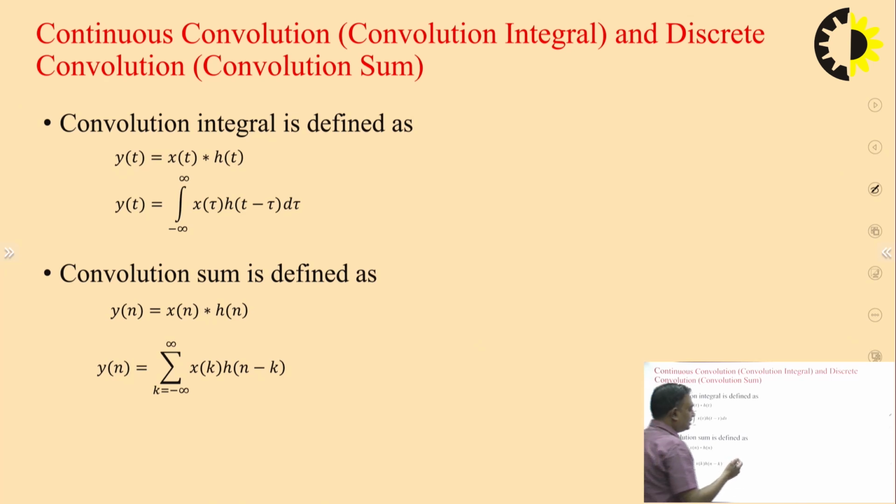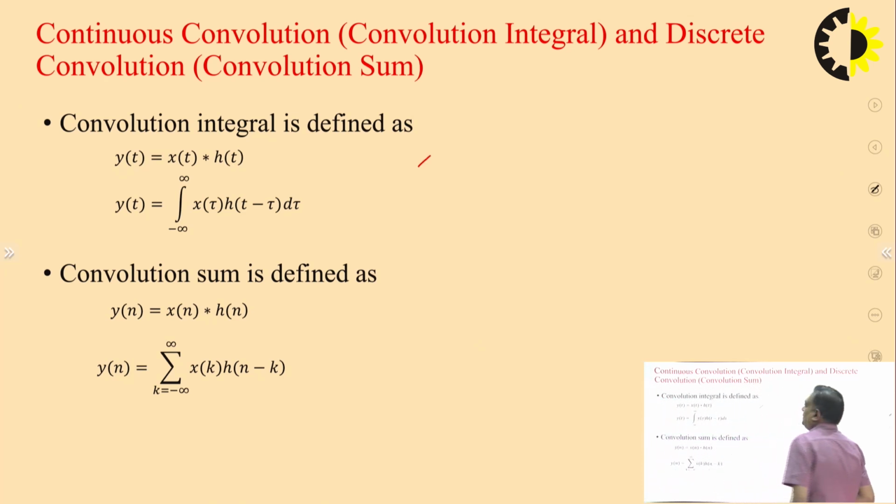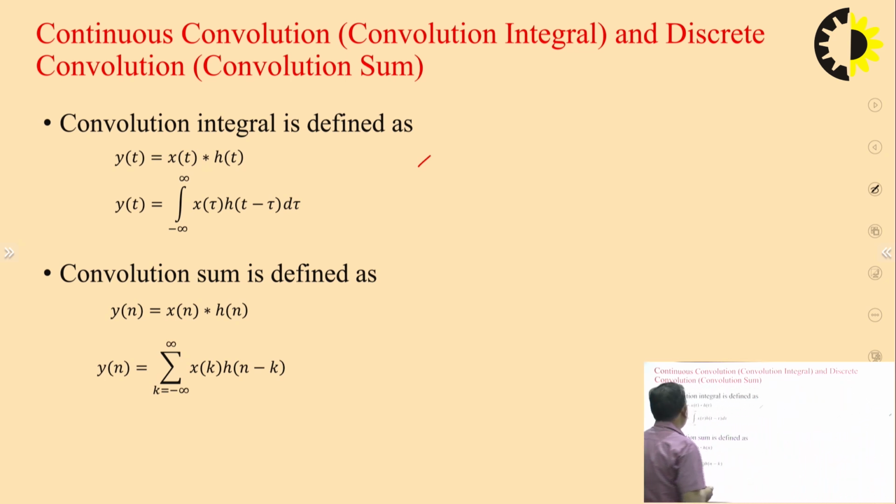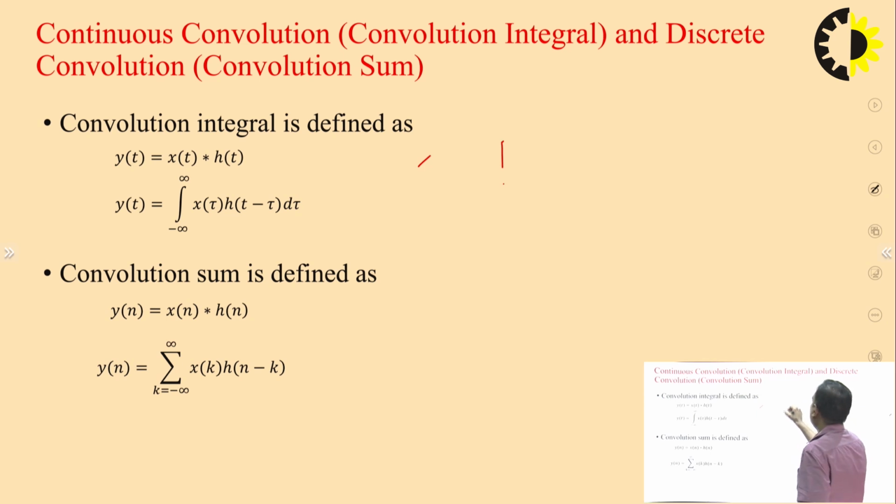Now you can see here the convolution integral is defined like y(t) equals x(t) convolution h(t), and the expression is y(t) equals integral from minus infinity to infinity of x(tau) into h(t minus tau) d tau. So let us see how we are getting this.